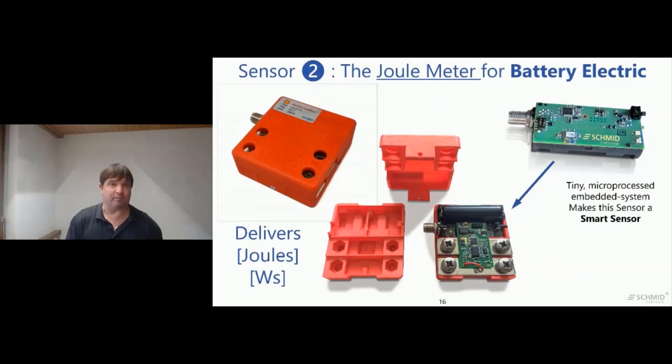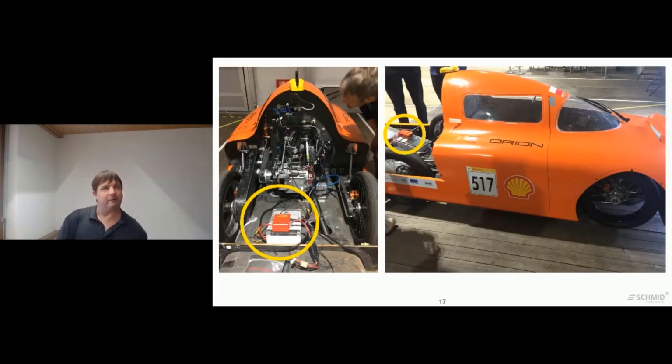Battery electric uses a joule meter. We see here the two bars. They are connected to the battery terminals, so we measure the current going through these bars and the voltage that applies there. From that we measure the power, and from there we get to the joules. Again, the same technology is used. We put in a smart board, an embedded system that makes the sensor smart, so that we convert the physical value on site directly into a digitalized value that is sent to the embedded system through CAN. And this is how it looks. It is installed in the battery electric cars.